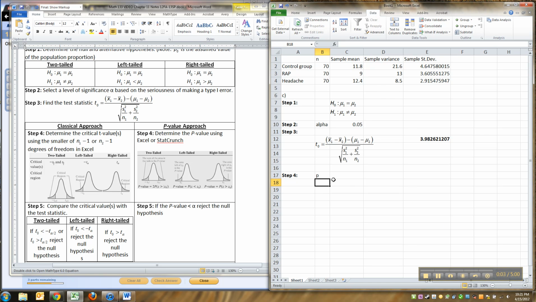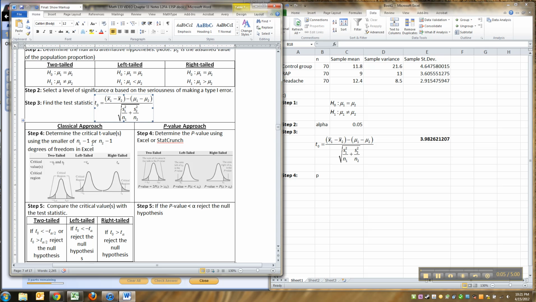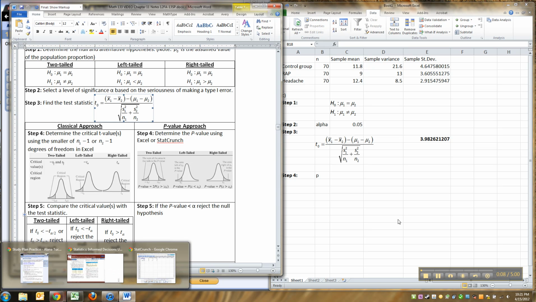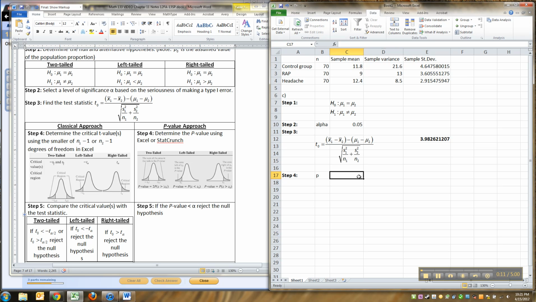Okay, so now I'm on step 4 and I have the option of the classical or the p-value approach, and I don't believe we were told which way to do it, so I'm going to do p-value. It's always simpler. So the p-value would be equal to T.DIST.2T, and then it's the test statistic we just found, comma, and our degrees of freedom, remember, is the same for all of these because they're all 70, so it should be 69 for each one of them.